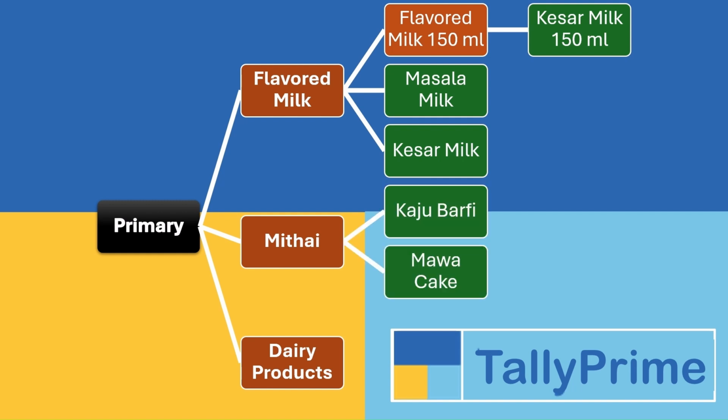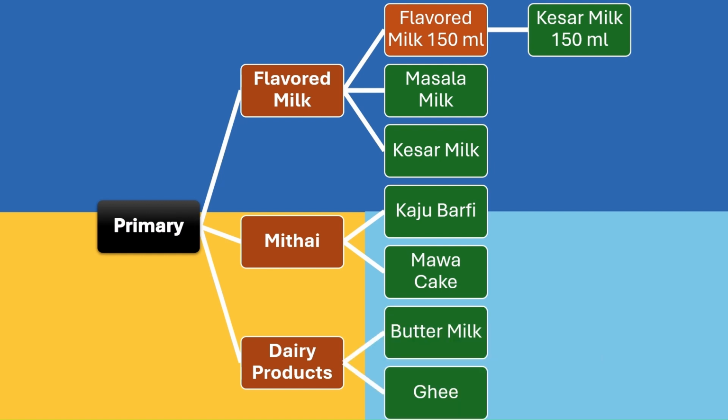Now under the group mithai, that is sweets, we have Kaju Barfi and Mawa cake. Under the group dairy products, we will have two stock items, buttermilk and ghee. We do not want to group the stock item milk, and so while creating it, we have kept it under primary. We will now create stock groups and allocate stock items to it in Tally Prime.